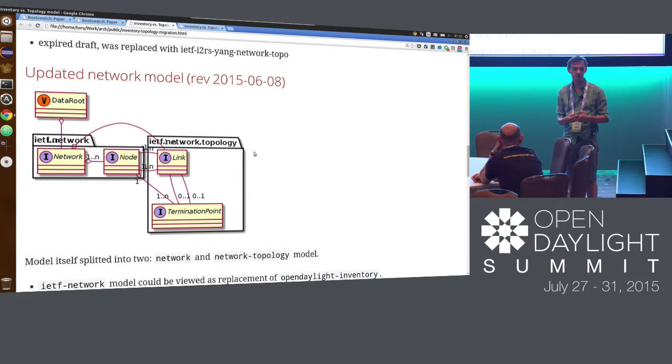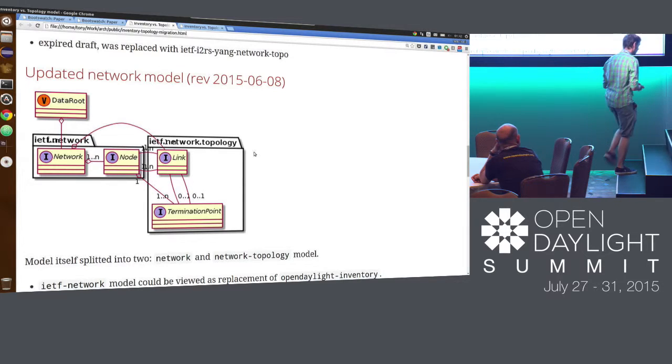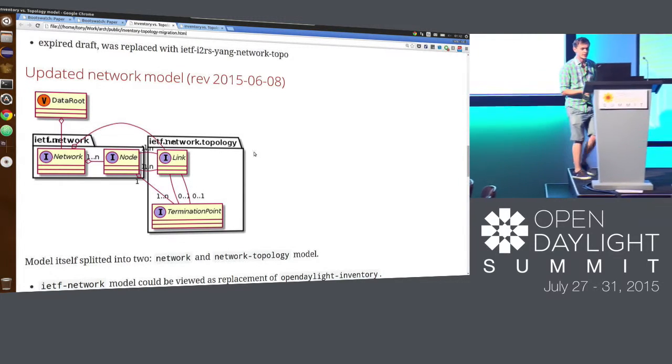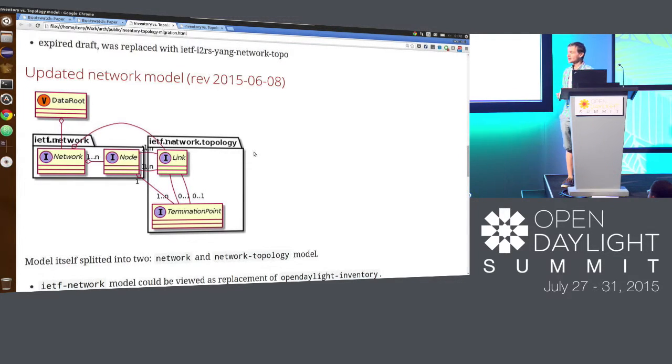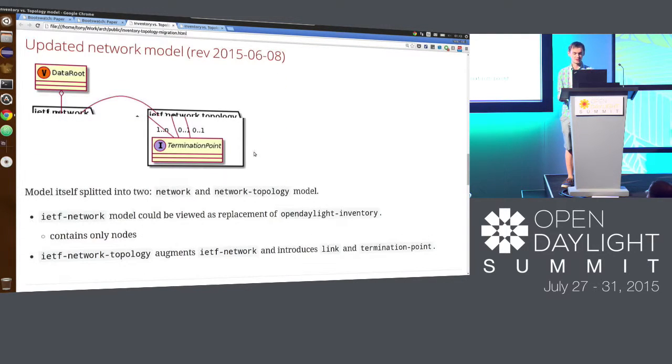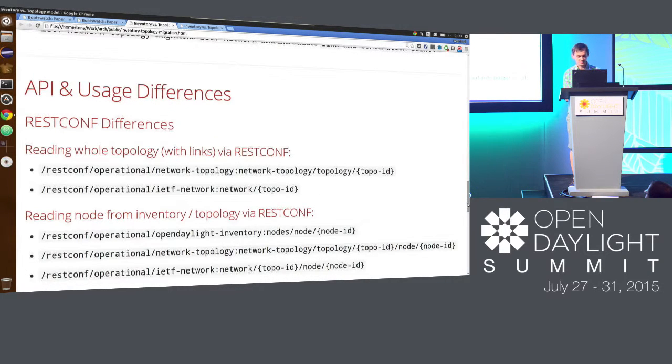Any other questions? So, as mentioned, the idea is to introduce this new model into OpenDaylight, into Beryllium, and get the applications present in OpenDaylight to migrate to it. That was much more of a discussion topic with the other projects. The other aspect of this migration is how it affects the APIs.